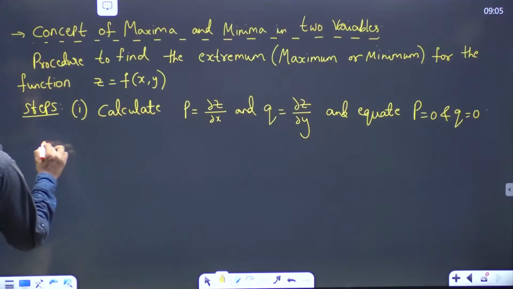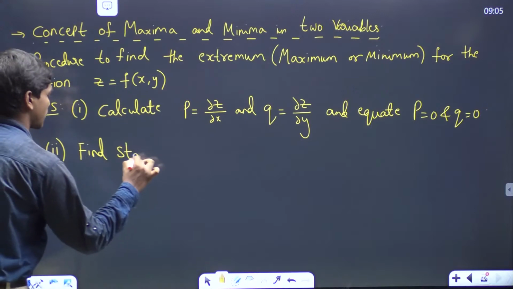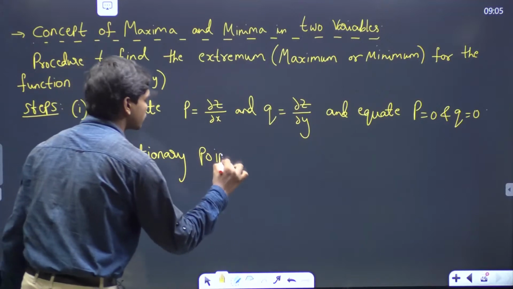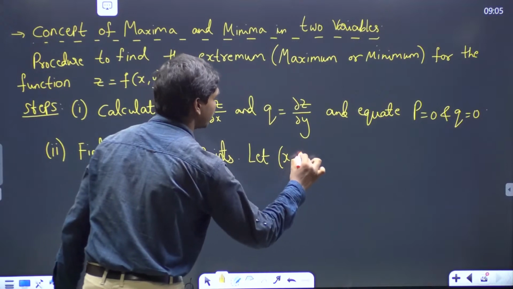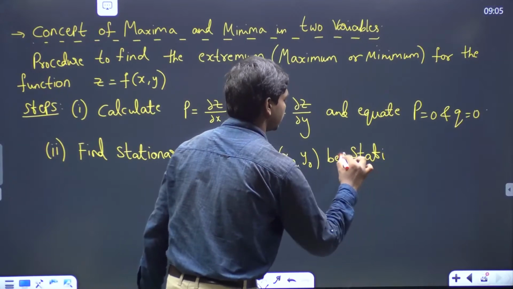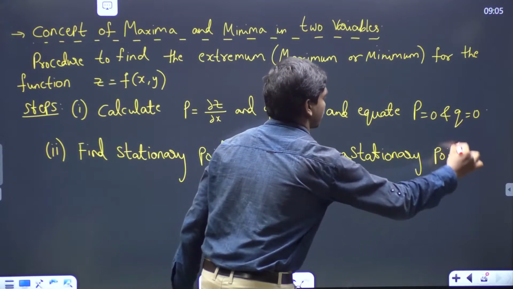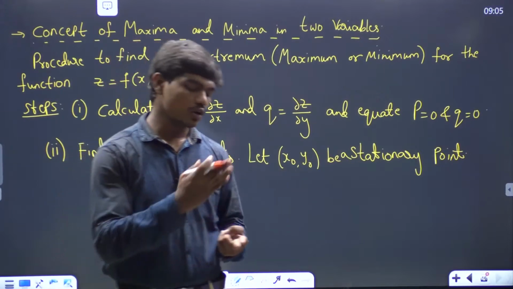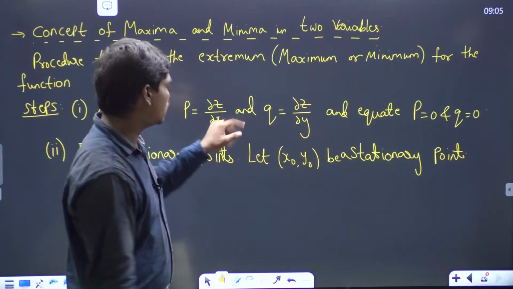Then next, find stationary points and let x0, y0 be one stationary point. See here, basically the function is of two variables, correct? Z is equal to f of x comma y. So when the function is of two variables, then when you find dou z by dou x and dou z by dou y, then you will be getting two functions.